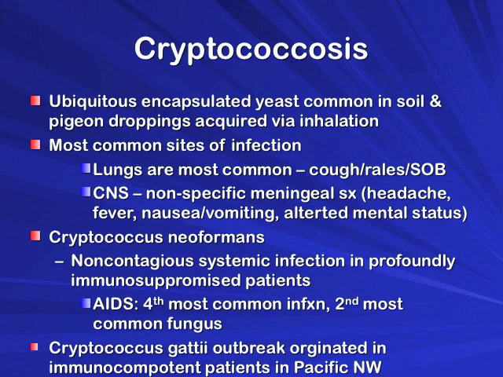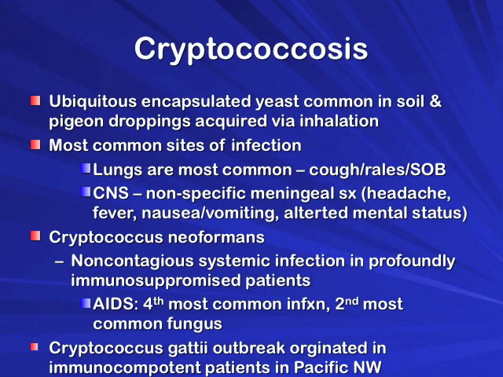Okay, Cryptococcus. Cryptococcus is a ubiquitously occurring encapsulated yeast, and it's common in the soil and pigeon droppings. It's acquired by inhalation, and the most common sites of infection include the lungs, right? Patients can have cough, rales, shortness of breath, but patients can also have CNS infections. They can have these non-specific meningeal symptoms.